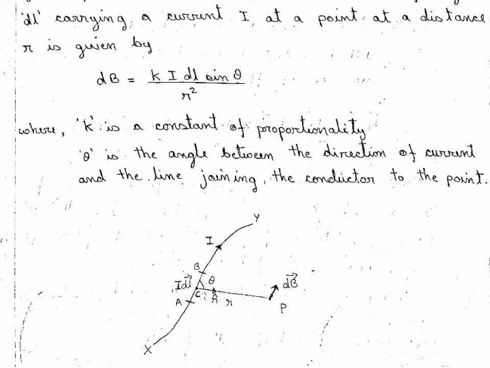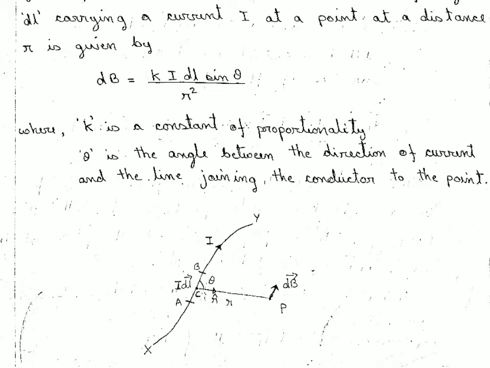Now we consider this diagram below. Here we have a conductor XY, and current I is flowing in the conductor XY. Here AB is the small element or the small portion of the wire, that is dl. So AB is equal to dl. And here P is a point at which the magnetic field due to the current flowing through this small portion dl is to be measured.